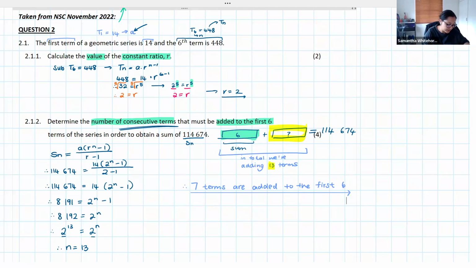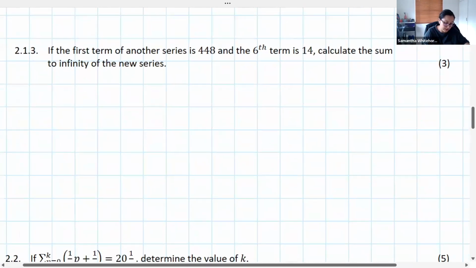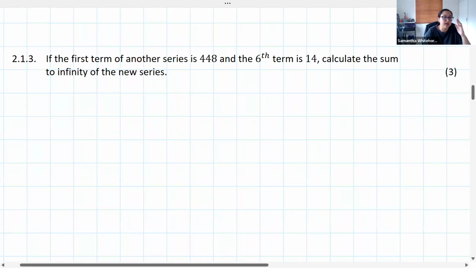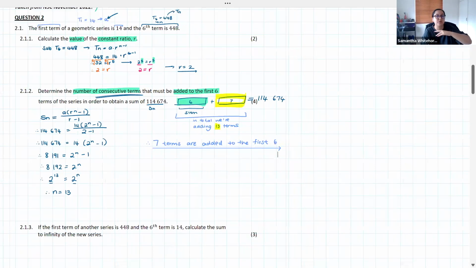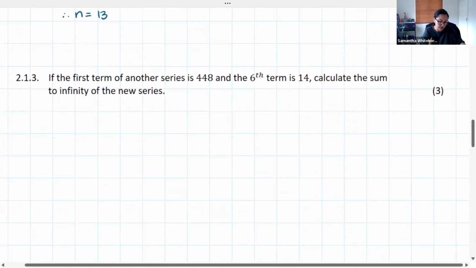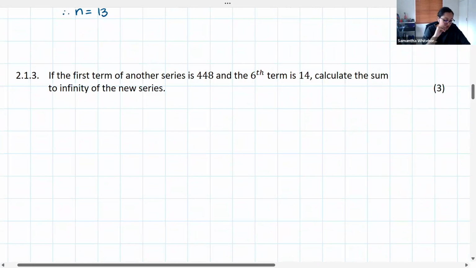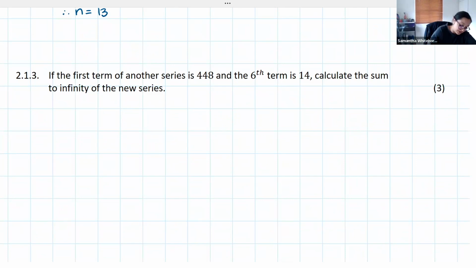Okay, so let's see what 2.1.3 says. So 2.1.3, and now guys, also think about the fact that this is all a continuation from 2.1. So all of this information is following from 2.1, which means there is a link with these questions. They're not necessarily all identical, but there's a link. And this is going to be an important point that I'm going to raise now. So 2.1.3 says, if the first term of another series is 448, so again, let's write down what we know.